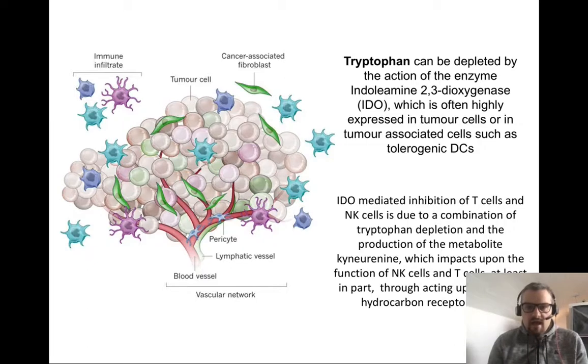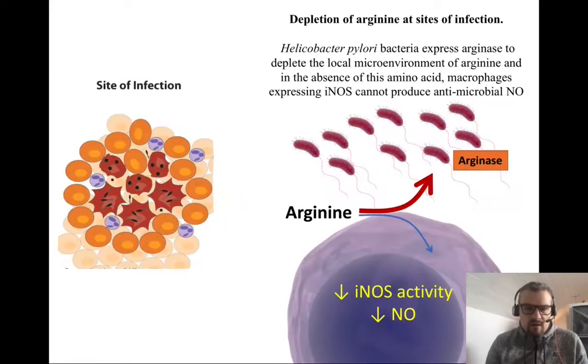Tryptophan: there's also evidence that IDO can be highly expressed by tumor cells or some tumor-associated cells like tolerogenic DCs. So these are dendritic cells that have pro-tumor functions. And we know that IDO can inhibit T cells and NK cells, and the mechanism is a combination of tryptophan depletion, IDO using up all the tryptophan, and also the production of this metabolite that we've talked about, kynurenine, that affects their function, at least in part due to this aryl hydrocarbon receptor. So that's active modulation of tryptophan levels within the tumor microenvironment.